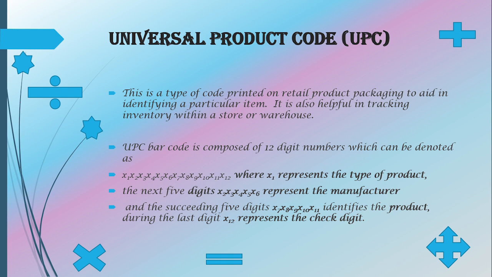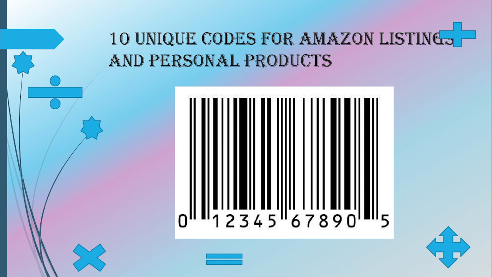UPC barcode is composed of 12-digit numbers which can be denoted as X sub 1, X sub 2, X sub 3 until X sub 12, where X sub 1 represents the type of the product. The next 5 digits represent the manufacturer and the succeeding 5 digits identify the product. The last digit represents the check digit. So for example, we have the 10 unique codes for Amazon listings and personal products.